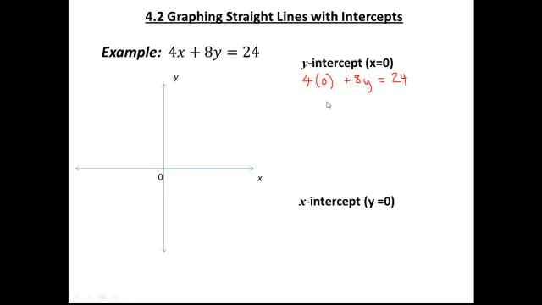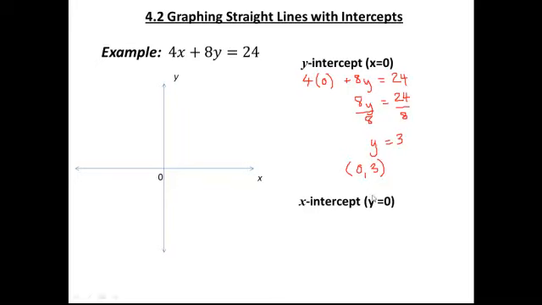So 4 times 0 is just 0. So I'm left with 8y is equal to 24. And to solve for y, I divide both sides by 8 to get y is equal to 3. So that means my y-intercept is the point (0, 3).